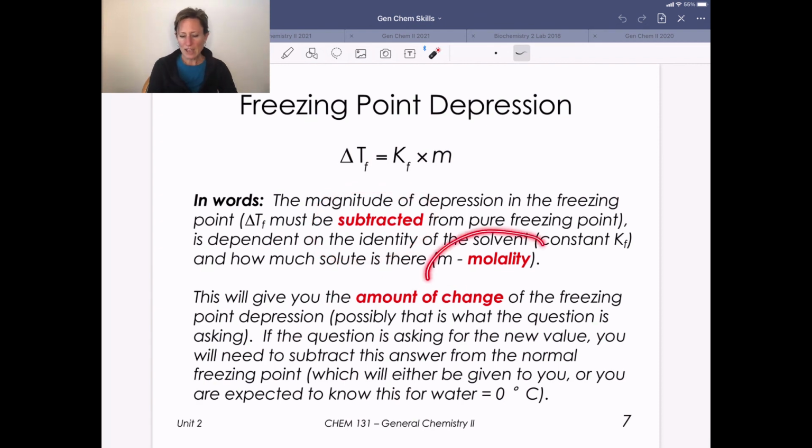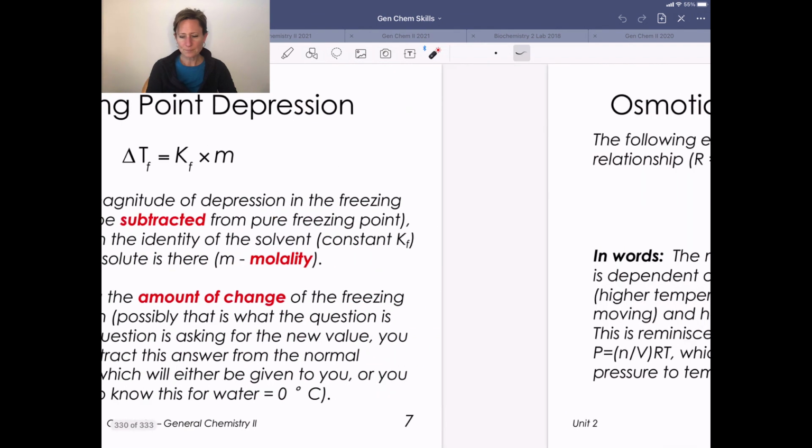Okay? Again, we're going to use molality for our concentration here, and there's going to be a constant that we'll use as well. Highlighting, just like for boiling point elevation, this equation gives us the amount of change. You may need to subtract that from whatever the freezing point is of your solvent. If we're talking about water, I'm going to assume that you know the freezing point for water is 0 degrees C. Other substances, I'll provide that value for you.